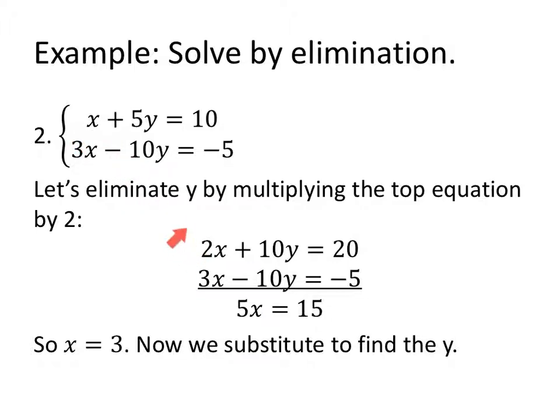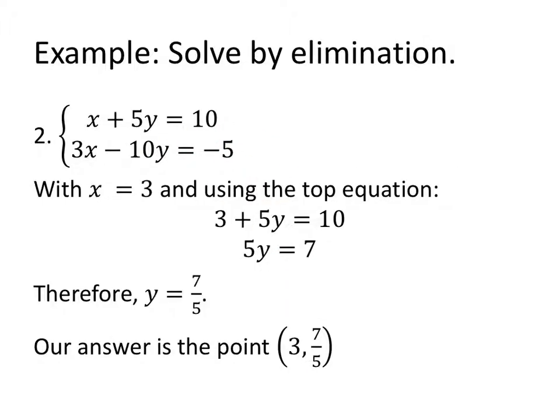So 2 times x is 2x, 2 times 5y is 10y, 2 times 10 is 20. Add straight down, I'll get 5x. The y's cancel out, equals 15. If 5x equals 15, then x equals 3. We can substitute back into an original in order to find the y value. So with x equals 3, in the top equation, I know that 3 plus 5y equals 10. Subtract 3 from both sides. If 5y equals 7, then y equals 7/5. Our answer is the point (3, 7/5).